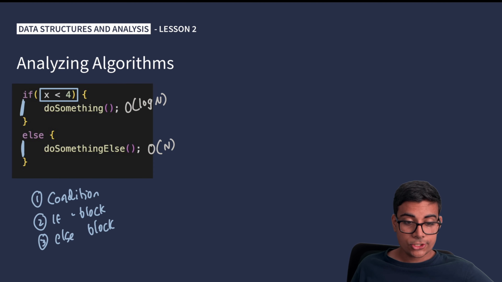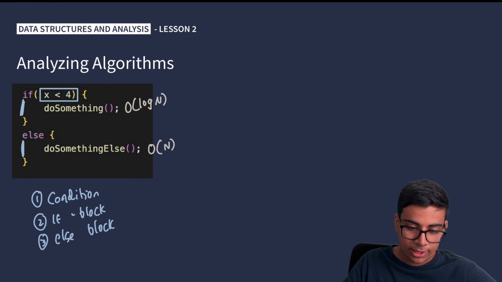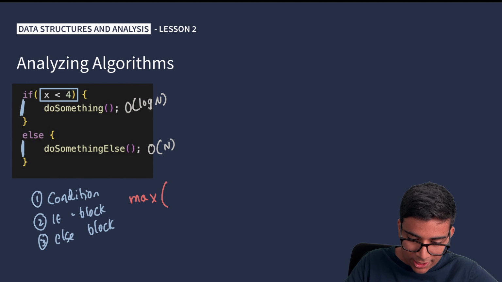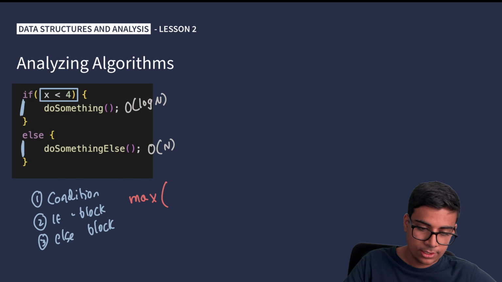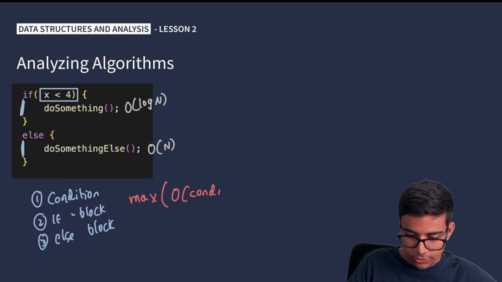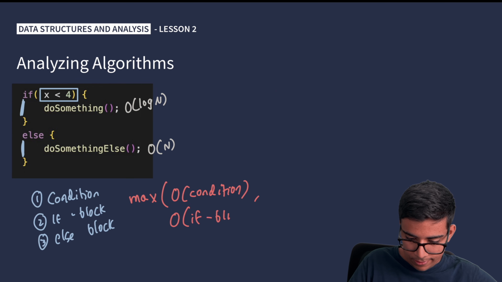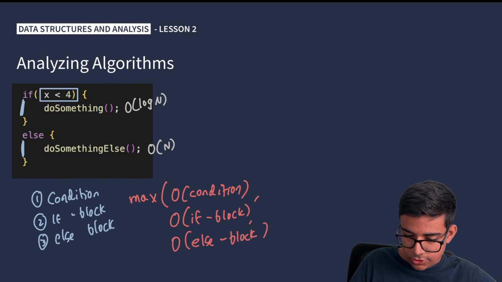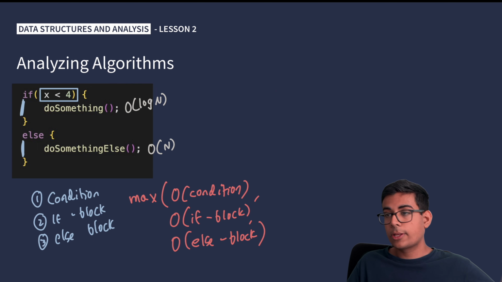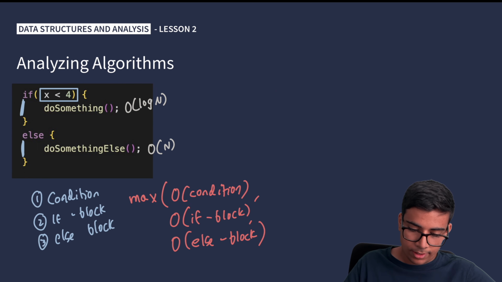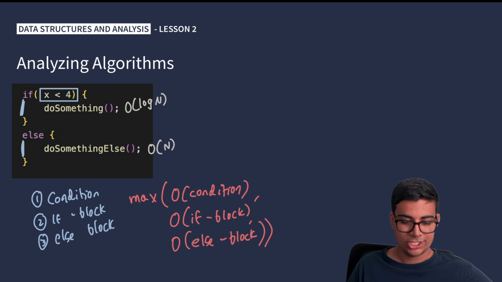And in this case, how do we determine the complexity of this if statement? We're going to use this basic formula here, which is not necessarily even that big of a formula: we're going to find the max. We're going to find the worst one out of these three components. What is the max of the O of the condition, the time complexity of the if block, and the time complexity of the else block? That is going to determine the overall complexity of this if statement. And I should close my max function.